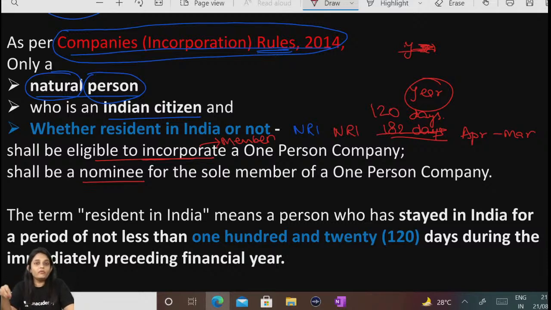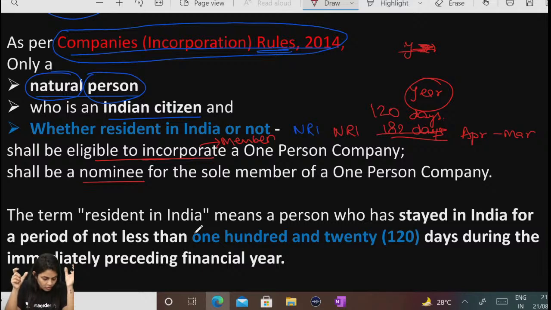All of these were introduced in the budget, as you must have seen. The reason they made these changes was they wanted more OPCs coming up. The government wants corporate structures of business more, because they have more control on a corporate structure than on a sole proprietorship. To make it convenient to form OPCs, they changed 182 days to 120 days. Now even an NRI can form an OPC, but if you are an Indian citizen and a resident of India, then to open an OPC you must have stayed in India for at least 120 days in the immediately preceding financial year.